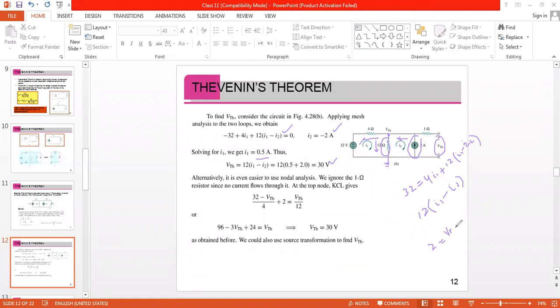So VTH minus 32. Why minus 32? Because we have to find the potential difference on this branch, divided by 4, plus (VTH minus 0), because this part is connected to the ground, so VTH divided by 12.